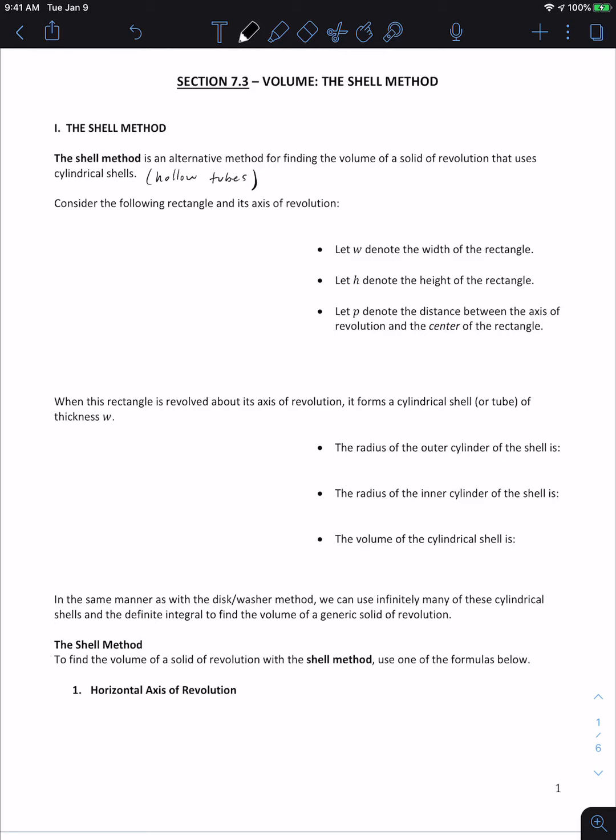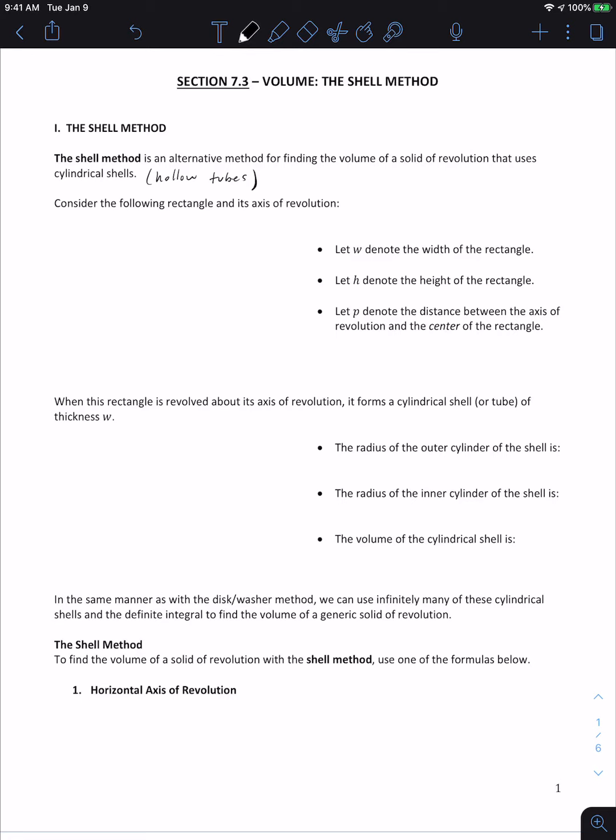In this video, we'll be looking at section 7.3, which is volume with the shell method. In this section, we're also going to be looking at trying to determine the volume of a solid of revolution using the integral, but now we're going to be using a method called the shell method as opposed to the disk or washer method. The shell method is an alternative method for finding a volume of a solid of revolution that uses cylindrical shells, or I like to think about it like hollow tubes.